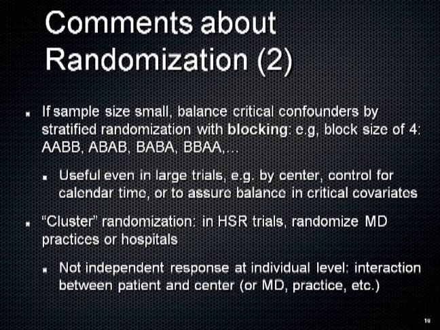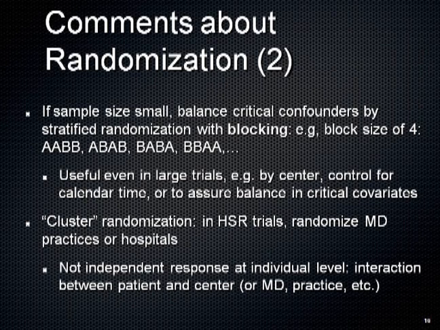So you can do it by, for example, using block sizes, and you have random sets of blocks. So you get 4 patients, 2 treatments, A and B, and you can see there are various permutations, and those should be done randomly. It's useful even in large trials because you want to, again, make sure you're roughly comparing like to like. So if you have a big trial and expect a lot of enrollment at each center, you can stratify by center, you can control by calendar time, new blocks per year to protect against secular changes, or to assure balance in critical covariates.